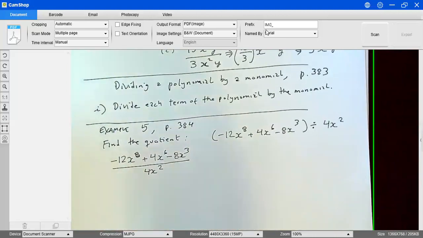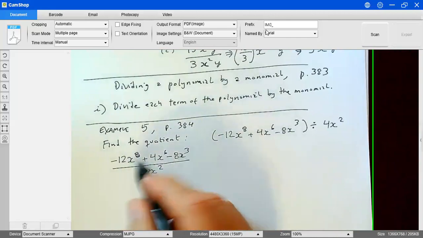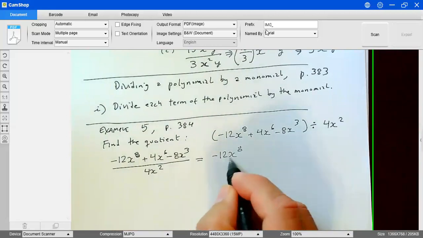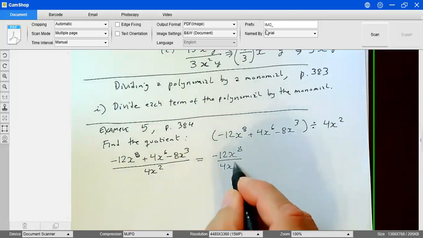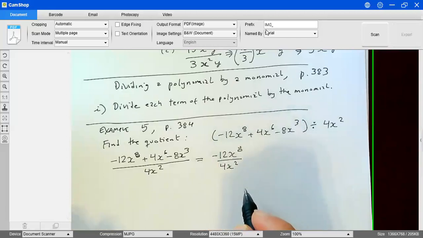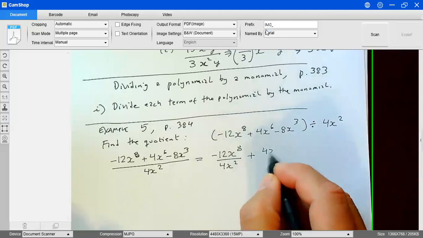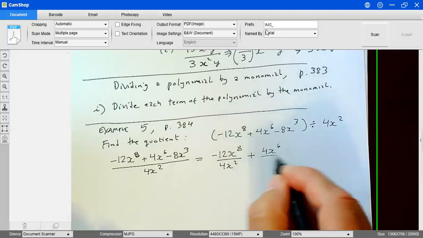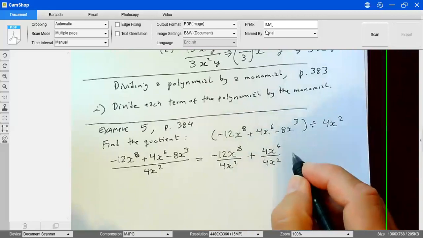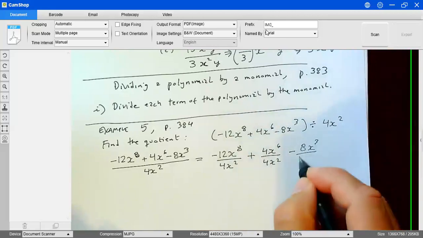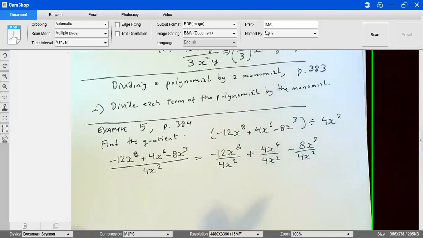Now I'm going to break the fractions. So I'm going to create 3 fractions. So every term is going to be divided by the monomial in the denominator. So that's the first one. Then I have 4x to the 6 over 4x squared. And then I'm going to write the last one. And all of them are divided by 4x squared. So that's the best way to treat these problems.